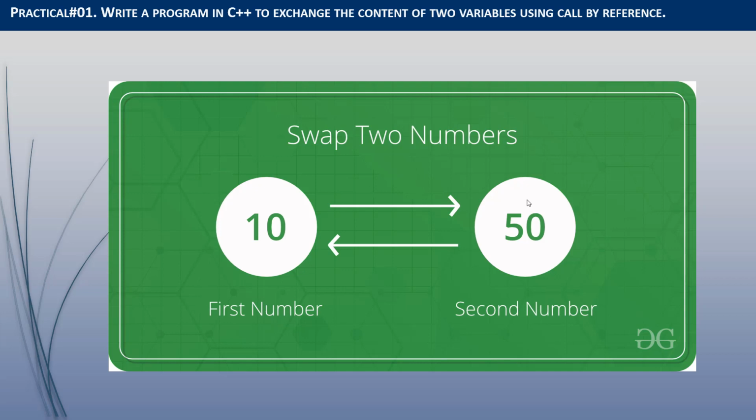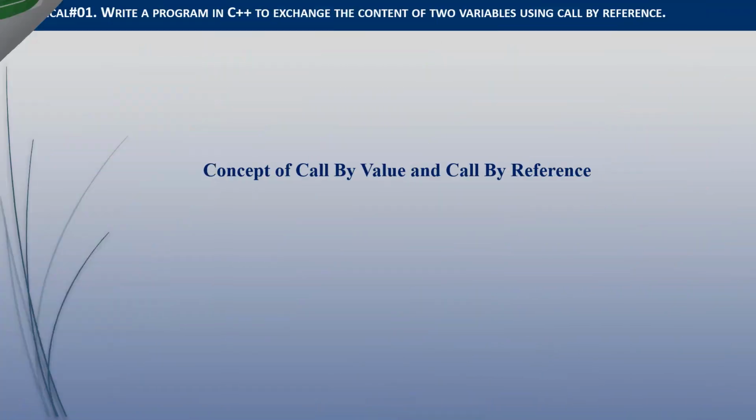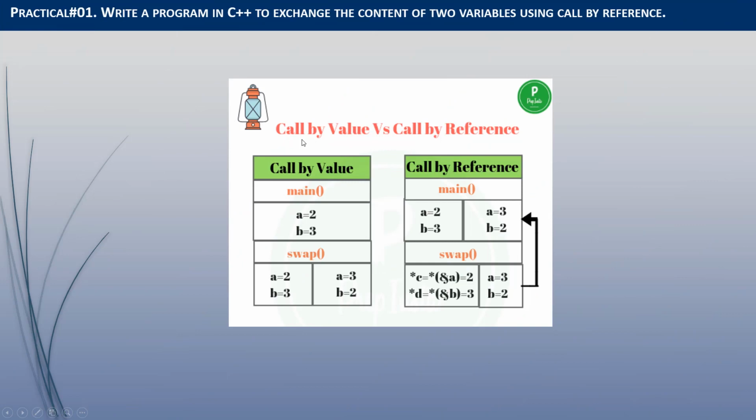It can be performed in two ways in C++. The first concept is call by value, and the second concept is call by reference. In case of call by value, only the value of the variable or number gets passed, whereas in case of call by reference, which is our practical today, the addresses of the variables get passed.